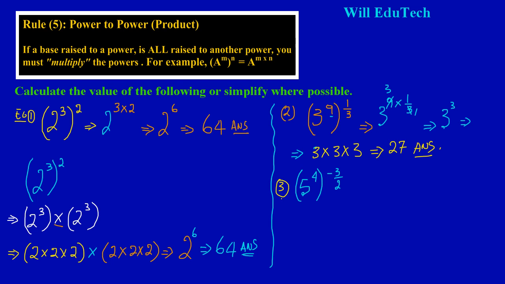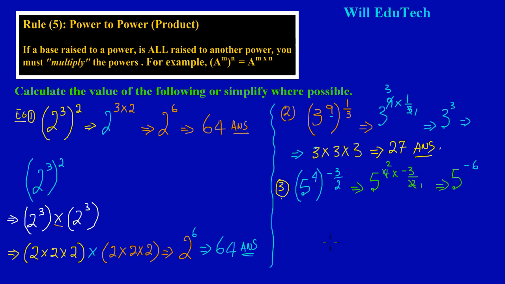Now what this is simply saying is I have a base 5, and I'm going to multiply my powers. I'm multiplying the 4 times my negative 3 upon 2. I know 2 into itself goes once, 2 into 4 goes 2 times. So what I'm really left with is my base 5, and 2 times negative 3, which gives me negative 6.